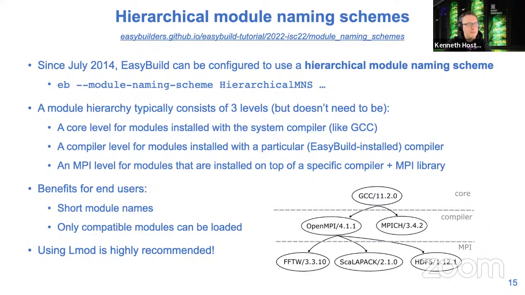So the classic one has 3 levels as shown in the picture: a core level, a compiler level, and an MPI level. But you can make this tree as deep as you want to with additional levels if you want to, as long as you're careful enough in the implementation of the naming scheme. So all you basically do here is you implement a small Python module that describes where the modules should go in the module tree, and then EasyBuild takes care of the rest.